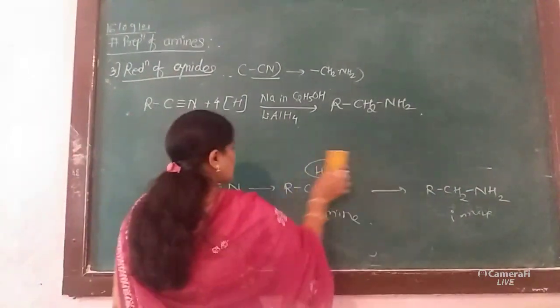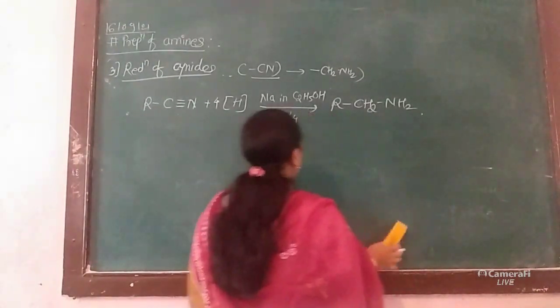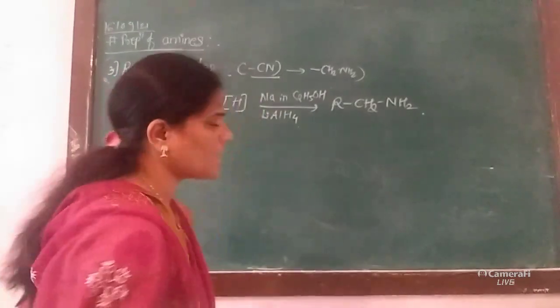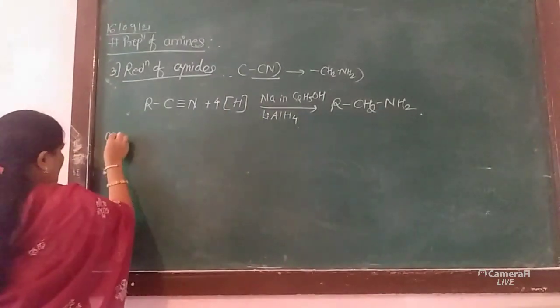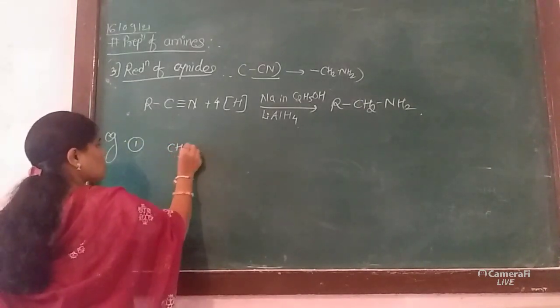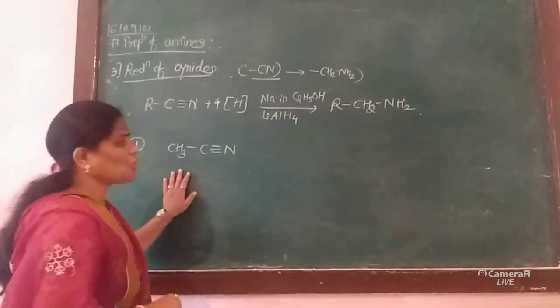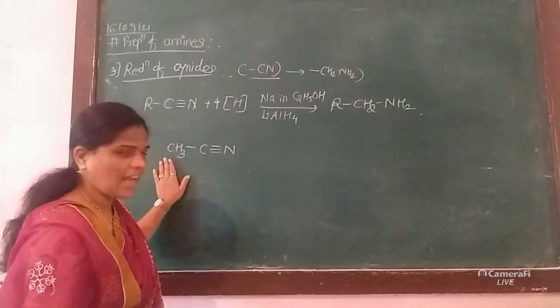Okay, the mechanism of this reaction is not important for us, because here we directly write the product of this reaction. So this is some example. For example, CH3CN, acetonitrile, or methyl cyanide.